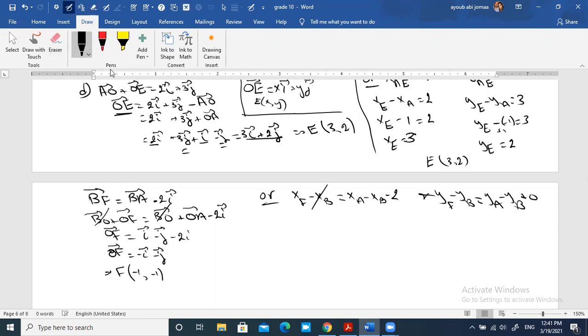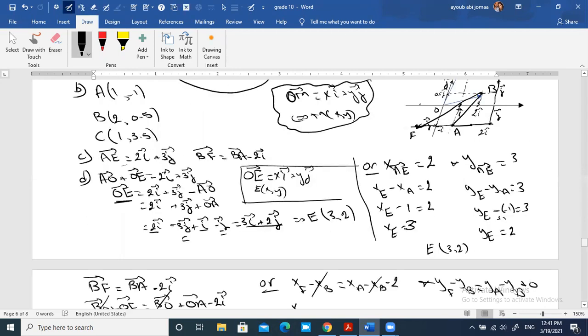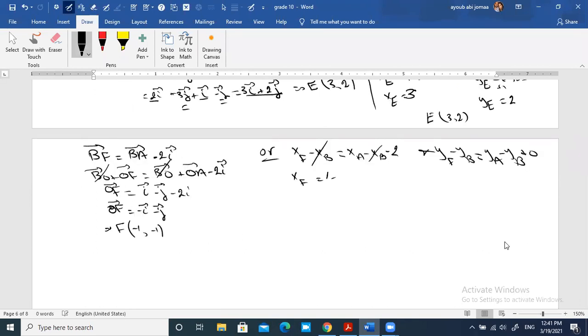To continue, replace. xF minus xB, they cancel out each other. And if you replace x of B by its value, same idea. xF will be equal to x of A. We found x of A. It is 1. 1 minus 2. So x of F is equal to negative 1. And here, yF minus yB, they cancel each other. yF is equal to y of A, which is negative 1, plus 0, which is equal to negative 1. So point F has coordinates negative 1, negative 1. That's the answer.